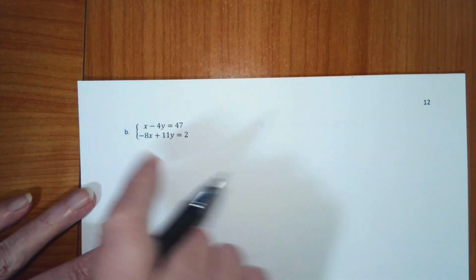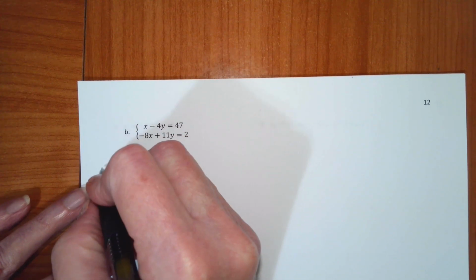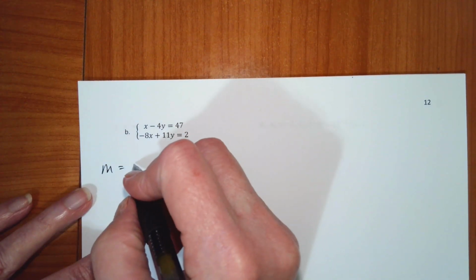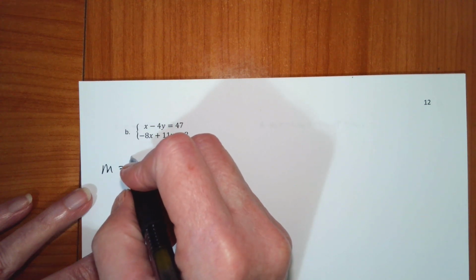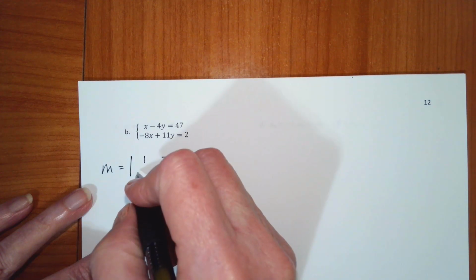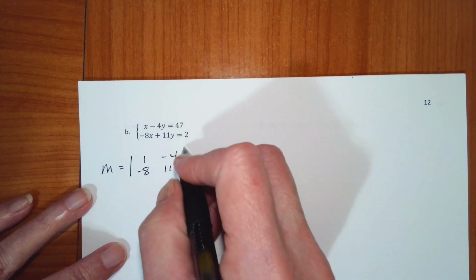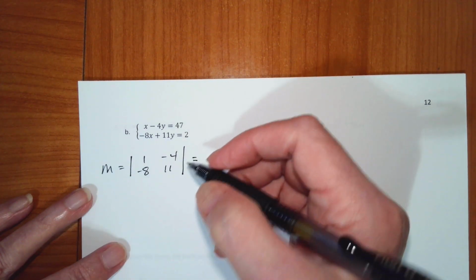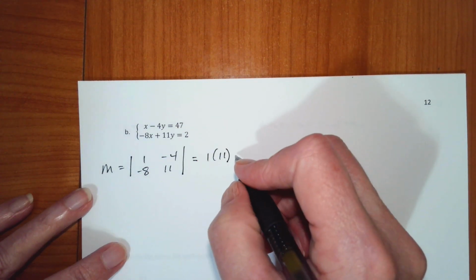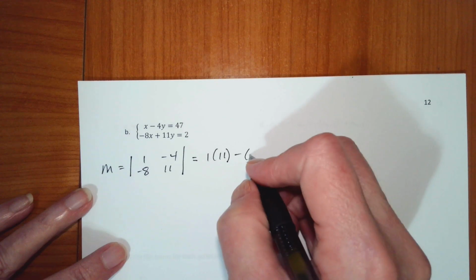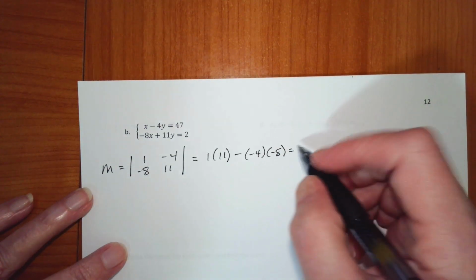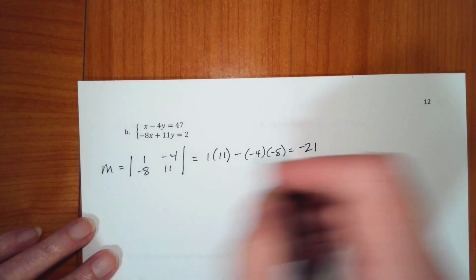Okay, so let's do it again. We've got this here, so let's see our M. This is the determinant of 1, negative 4, negative 8, 11, which gives me 1 times 11 minus negative 4 times negative 8, which is negative 21.